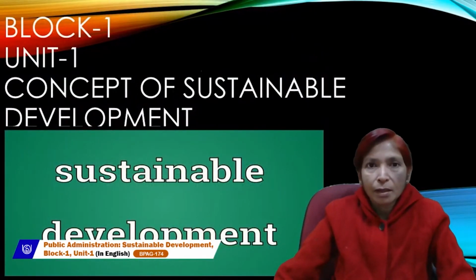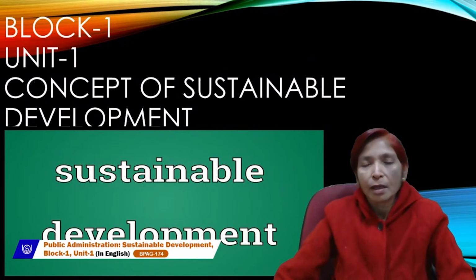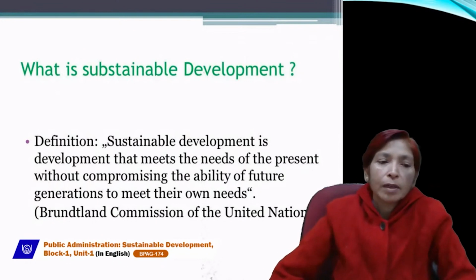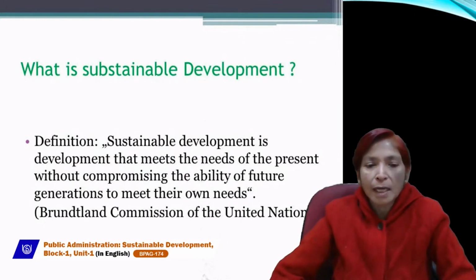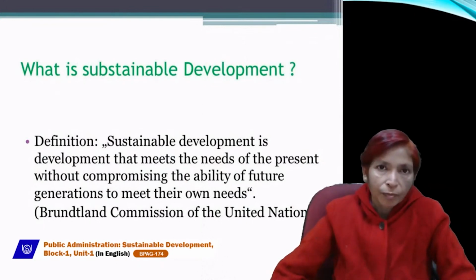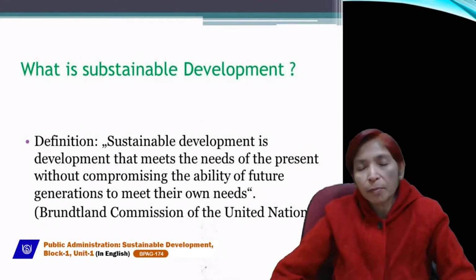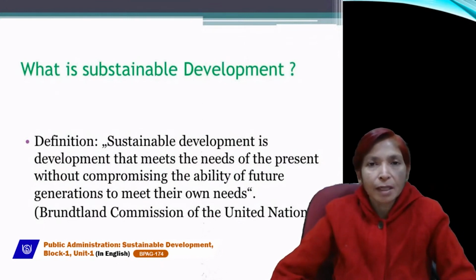So let us start from Block 1, Unit 1, the concept of sustainable development. Sustainable development is the development that meets the needs of the present generation without compromising the ability of the future generation. It means if we can satisfy both generations' needs with the help of available resources, then we have achieved sustainable development. Otherwise, if we are satisfying the needs of the present generation, but the future generation has to sacrifice lots of things which the present generation is taking, that will not be called sustainable development.